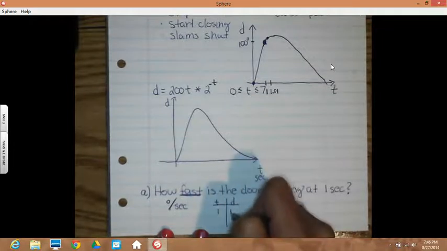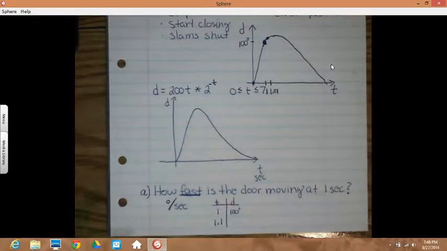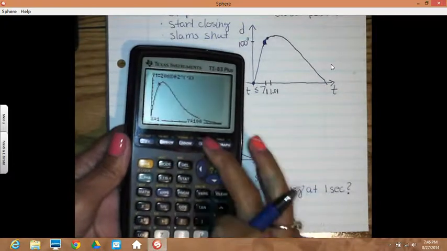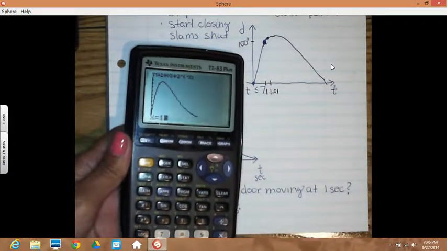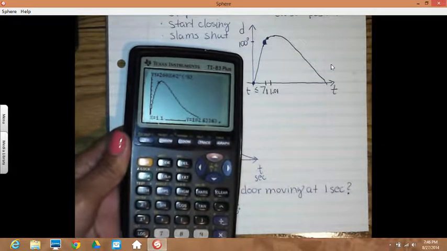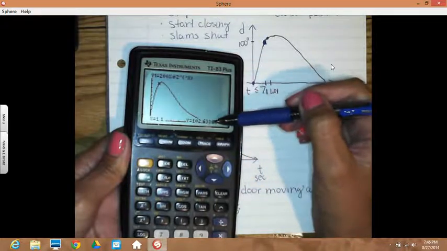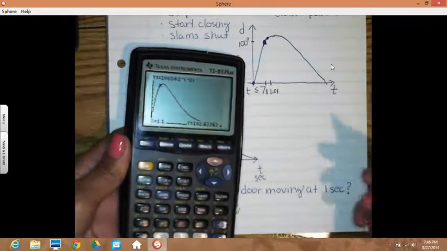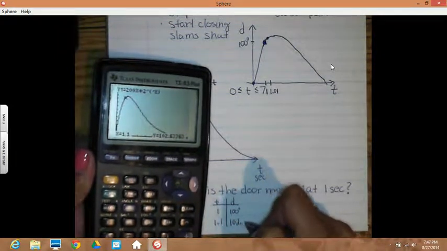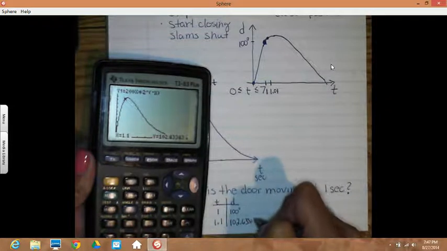At 1.1, I'd like to know that value. I'm just going to use this trace feature here. Trace, type in 1.1, and now when I hit enter, it jumps to that point on the curve, and down here it gives me the y value. So I'm at 102.63363. Or another way to do this, I can go back to the table set.